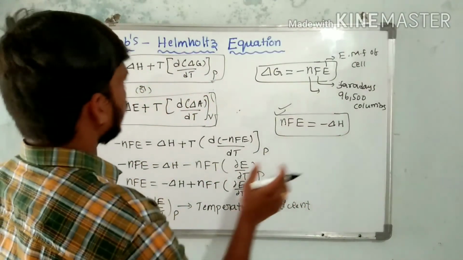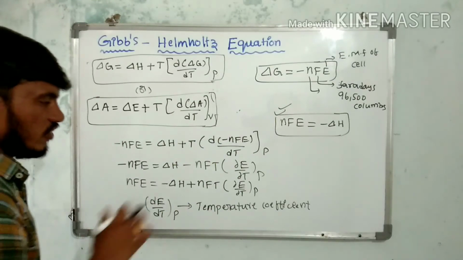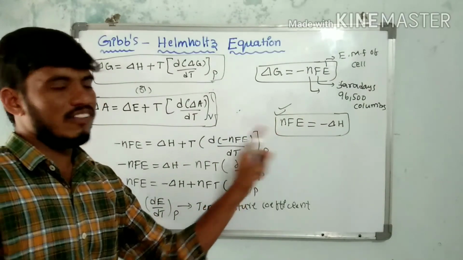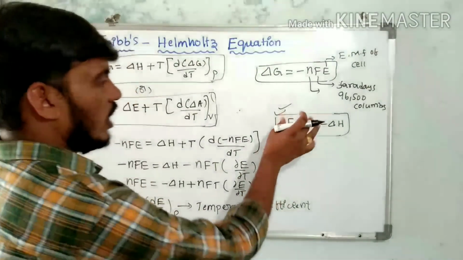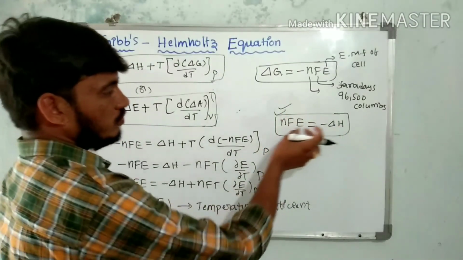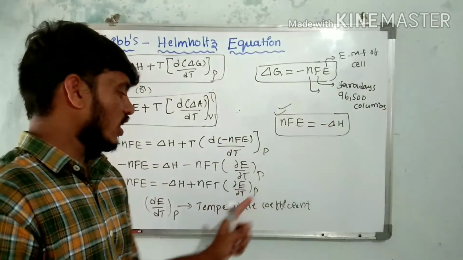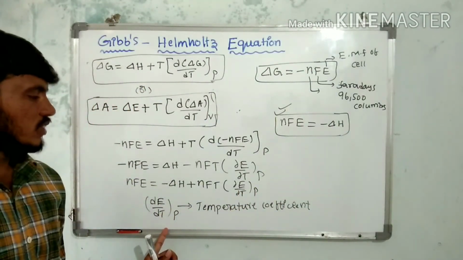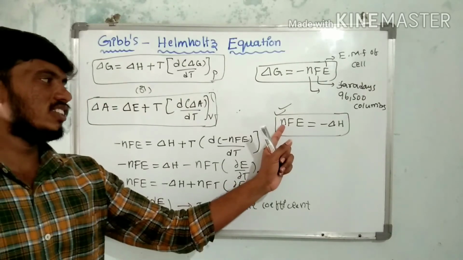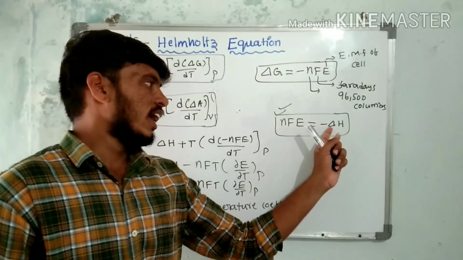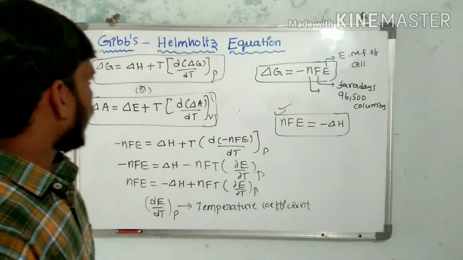This is the concept of the Gibbs-Helmholtz equation. One of the applications is the electrochemical or galvanic cell. To find the EMF of the cell, nFE is equal to minus delta H. Whenever the temperature coefficient is 0, this formula is used: nFE is equal to the decrease in enthalpy. This is the concept of the Gibbs-Helmholtz equation.